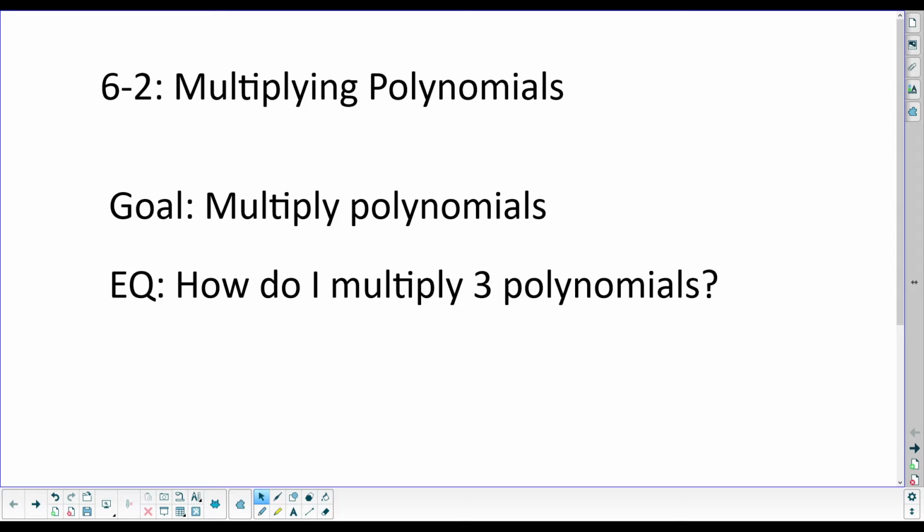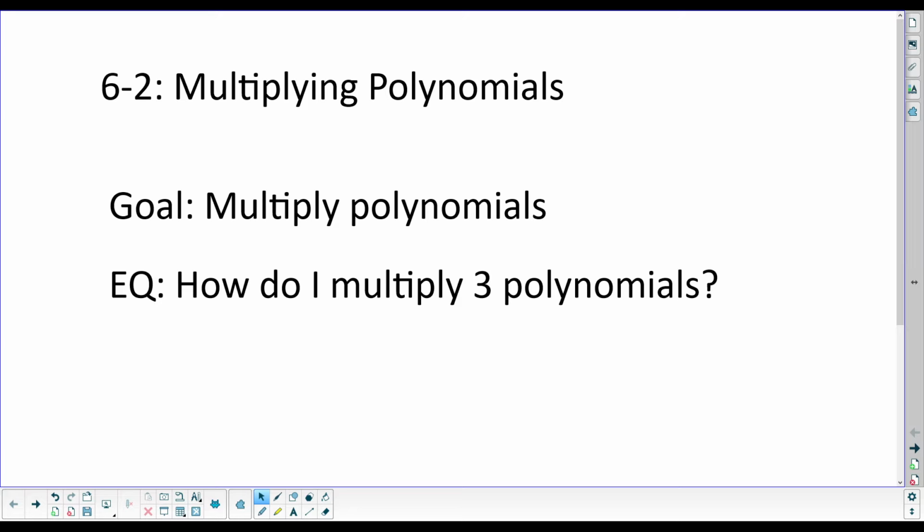Hey everyone, this is lesson 6-2, Multiplying Polynomials. This is part of Unit 6, which is talking about polynomials in general and the operations that go along with them. So we've looked at how to name polynomials and some of the vocabulary that goes along with that, the degree and the number of terms and the leading coefficient. And today we're going to look at how to multiply two polynomials together.